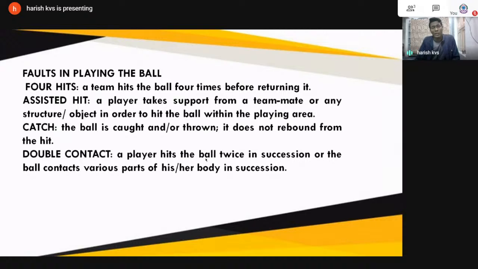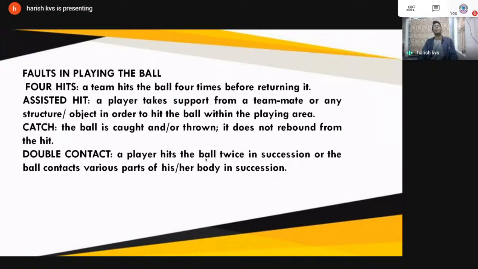A volleyball can be passed with a maximum of three hits, which can be taken by a team to make the ball get back to the other side of the volleyball court. In that aspect, four hits would be a fault. If a team hits the ball four times before returning it, it shall be called a fault. So four hits is not allowed by a team.